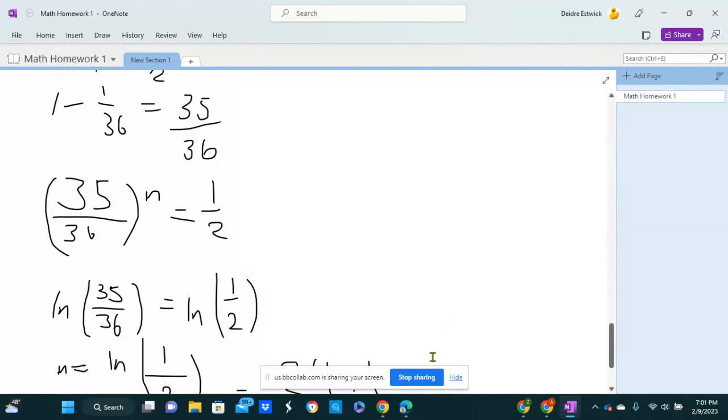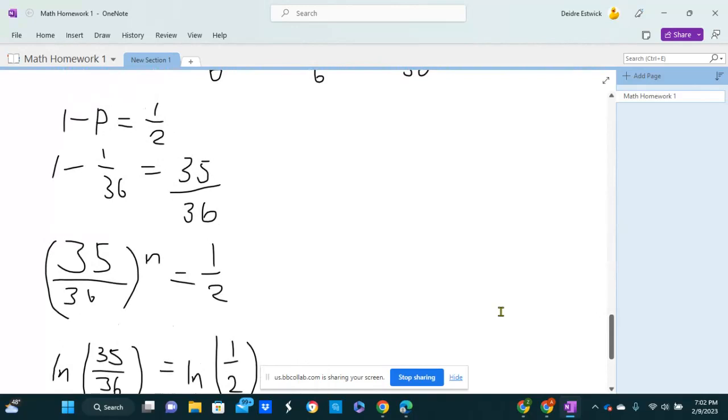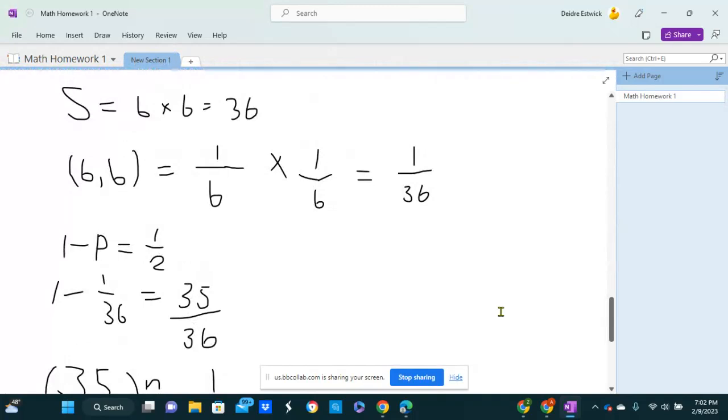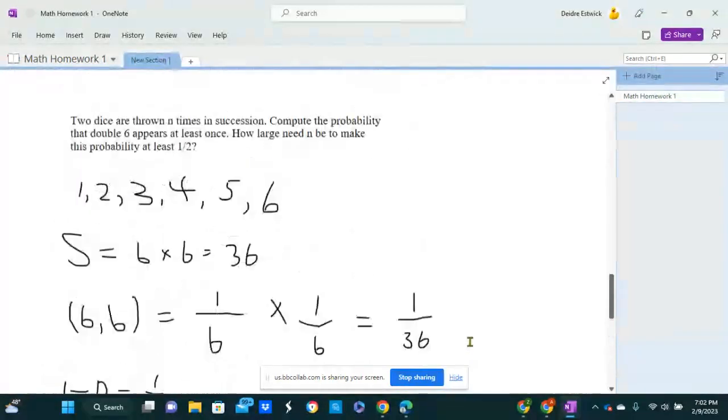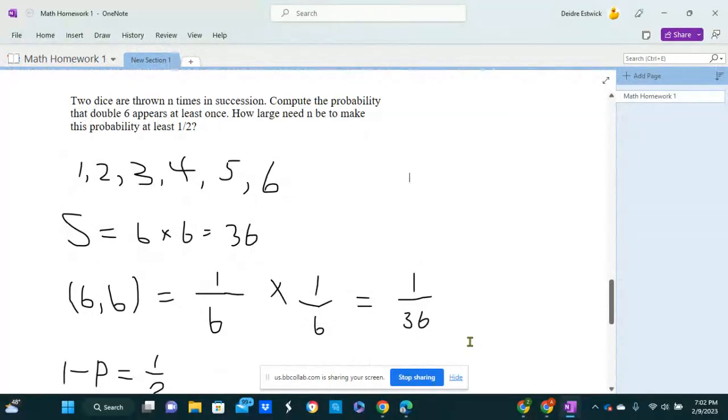Okay, Ayat is saying something. Let's see his comments. 1 over 36 for one row, n over 36 for n times. Okay, in the question, it says that the two dice are thrown n times, to reach a probability of a half when the double 6 appears at least once. For n times, it's going to be n over 36. For one time, it's only 1 over 36. You're probably thinking something else.